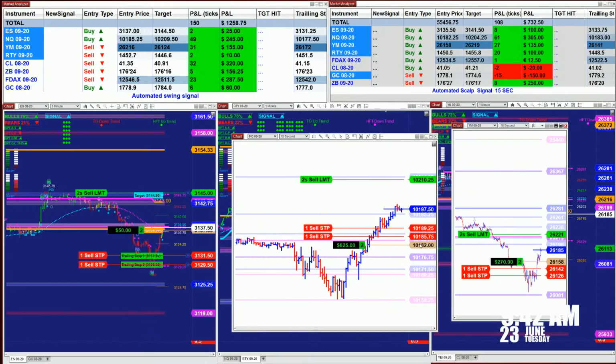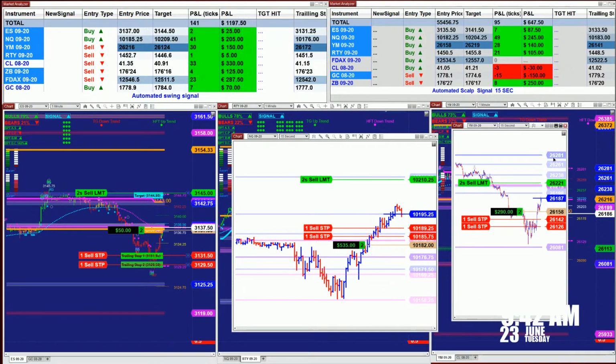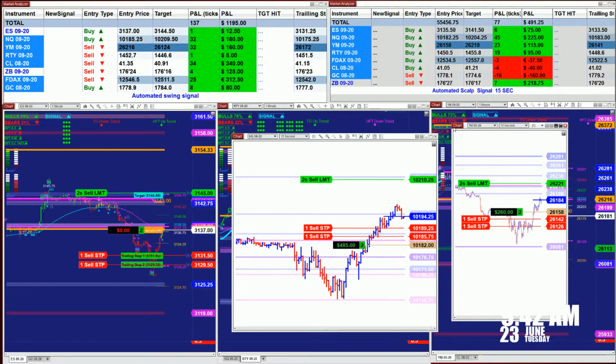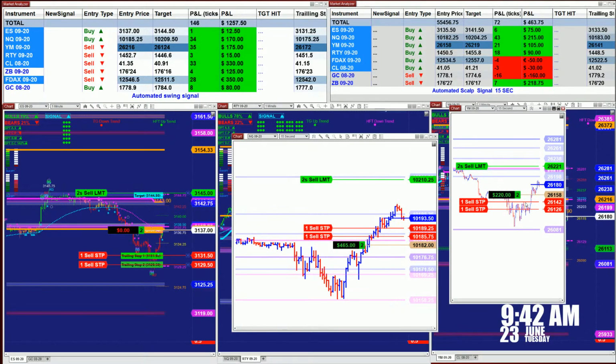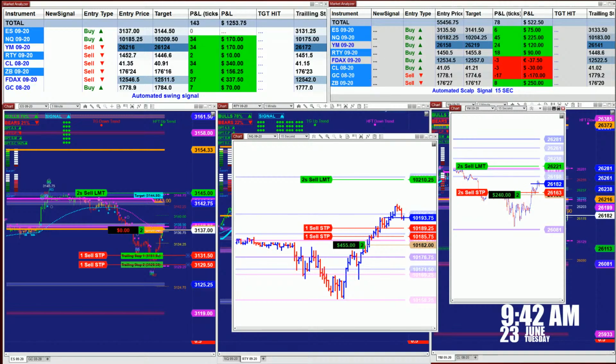But it's the same entry, guys. It's 10182, NASDAQ 10182 if you look at the market analyzer. So it's the same entry. And here on the YM, we can do immediately a break even. So we are out of trouble.